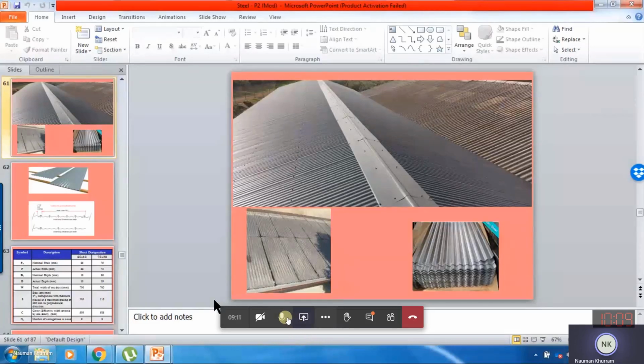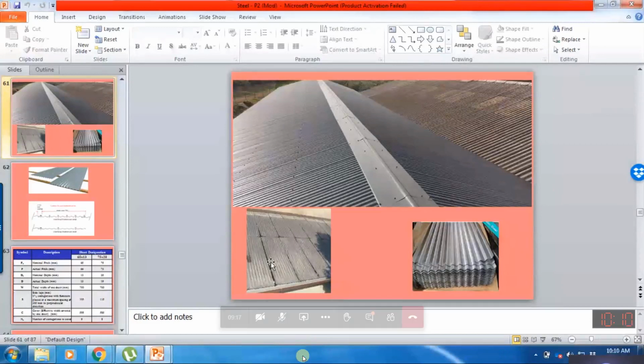Okay, first of all, if you see this picture, this is the arrangement of placement of sheets. This is the width and this is the length. This end lab is supposed to be connected with the purlin, because purlins are running in this direction, the transversal direction. And in this direction, the sheets are supposed to connect with each other. So you have to understand.